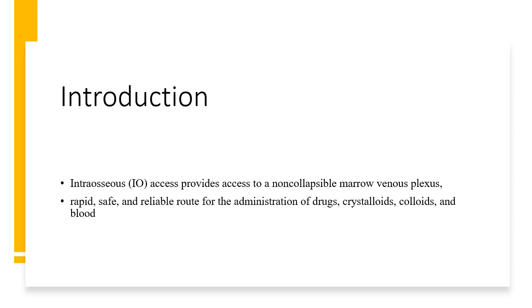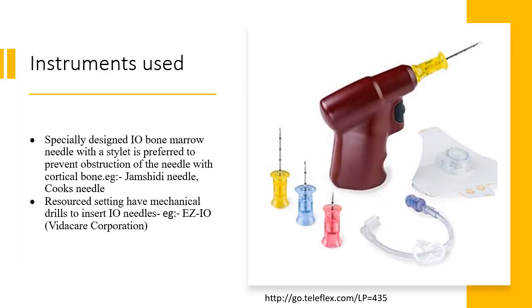The importance here is when the child is going to come to you in shock, it is very difficult to get a peripheral venous access, and central venous access may not be available in resource limited settings. So in that case, intraosseous access is the way to go because it is going to provide a non-collapsible marrow venous plexus access. This is a rapid, safe and reliable route. You can give everything that you give through a peripheral venous system or a central venous line, with the exception of few drugs which I will be discussing further below.